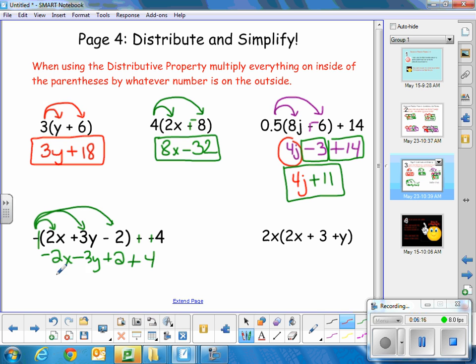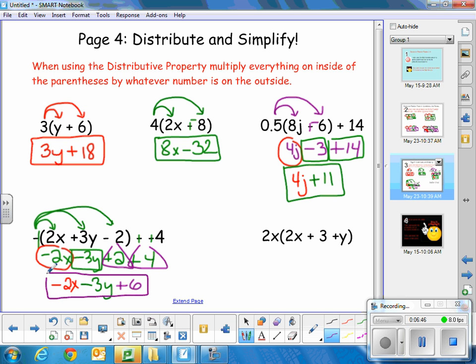Now go through and add like terms. There are no other x terms, so the negative 2x is going to go by itself. Then we'll move on to the y's. No other y terms, so bring down the negative 3y. But the positive 2 and positive 4 can go together. 2 plus 4 is 6. Negative 2x minus 3y plus 6 is the final answer.